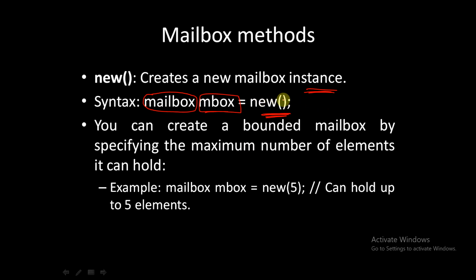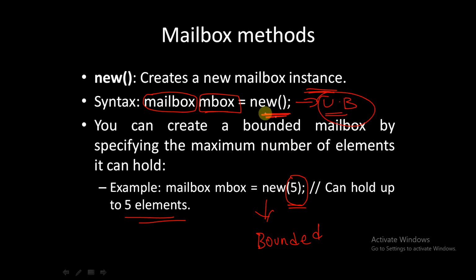We can create a bounded mailbox by specifying a number. So 5 will hold only 5 elements, so this is a bounded mailbox, whereas this one is an unbounded mailbox. In the case of an unbounded mailbox we are not specifying how many elements it should store, whereas in the case of a bounded mailbox we are specifying how many elements it should store.